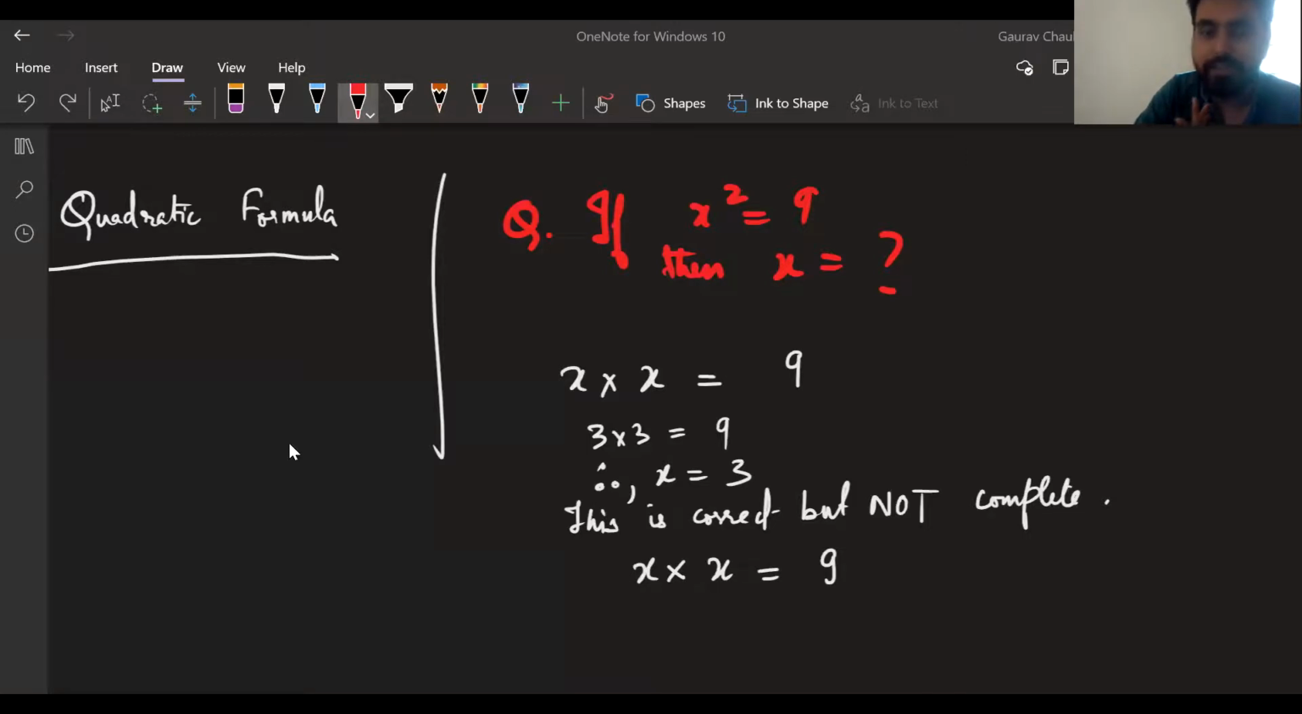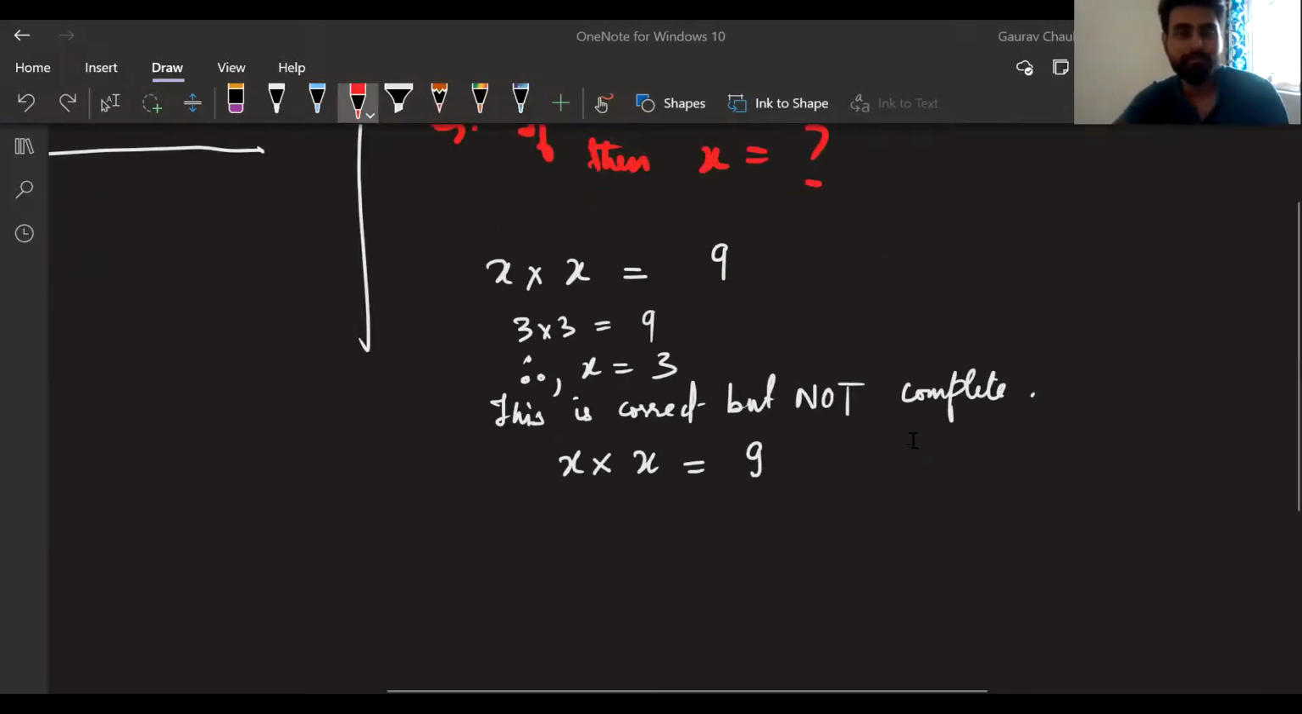Manisha, 3 into 3 we have already taken. X is equal to 3 we got. One more value is there. When I multiply it with itself, I am going to get 9 only. Let's see whose mind it strikes in. If someone gets it, I'm going to give everyone points.